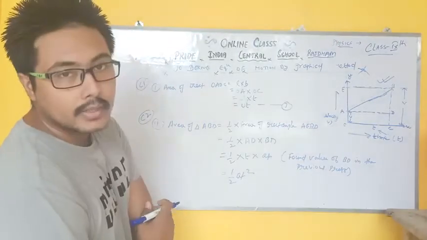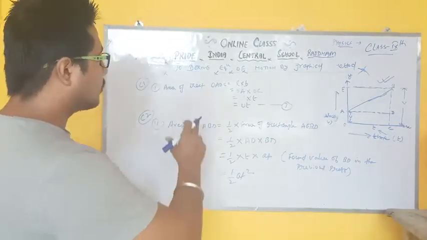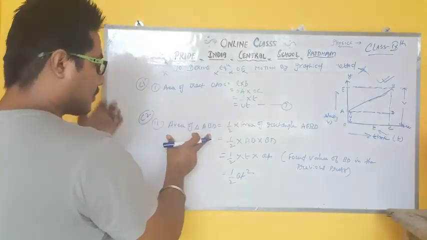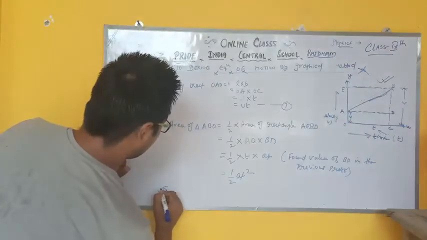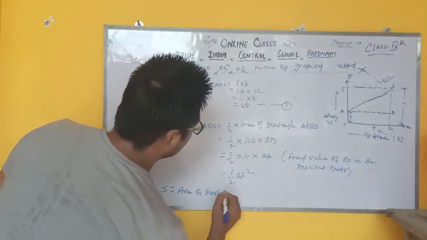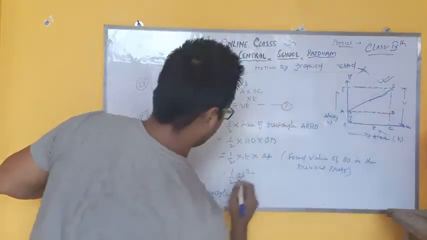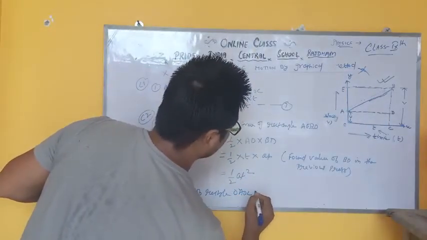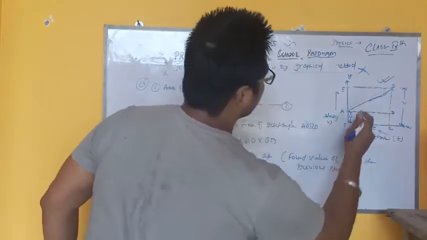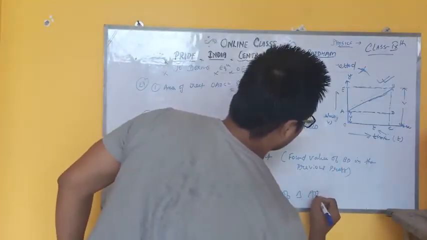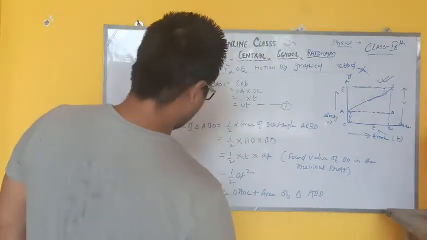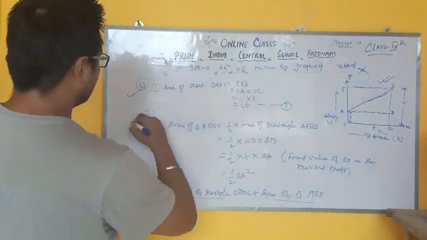So now what do we need to find? The distance. What was the distance? That was area of rectangle OADC plus area of triangle ABD. So the distance was area of rectangle OADC plus area of triangle ABD.